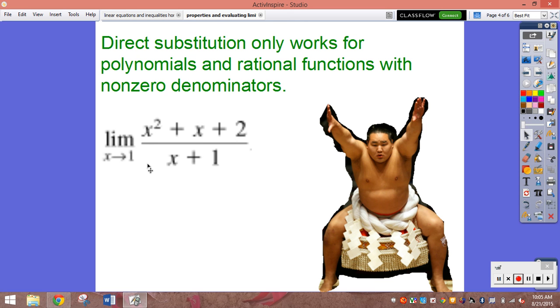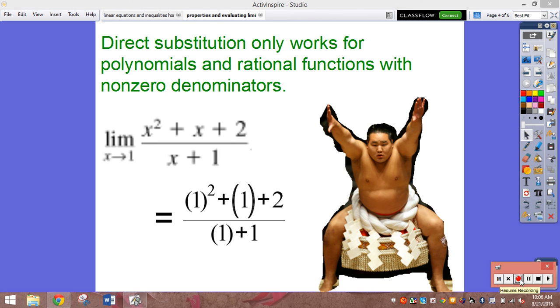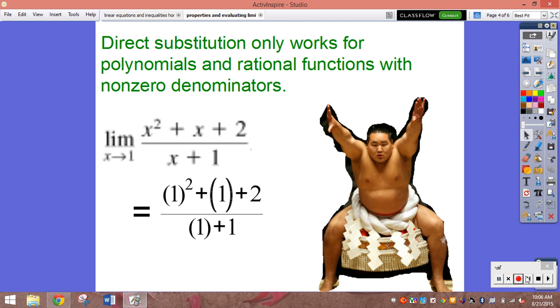When I substitute 1 in for x, it would look like this. 1 squared plus 1 plus 2, all divided by 1 plus 1. And then when I evaluate and simplify, my final answer would be 4 divided by 2, which reduces to just 2. And so that would be how I would evaluate this limit algebraically.